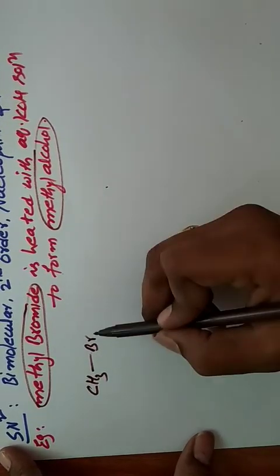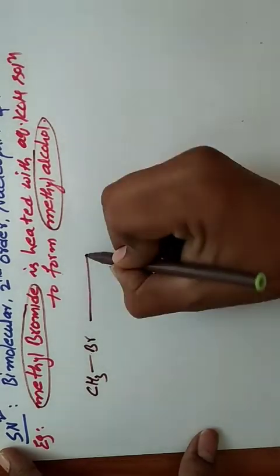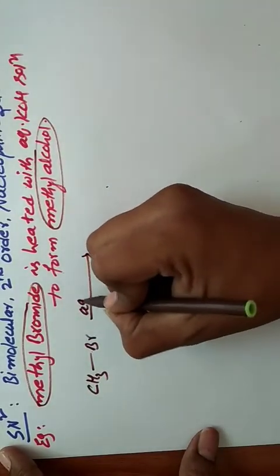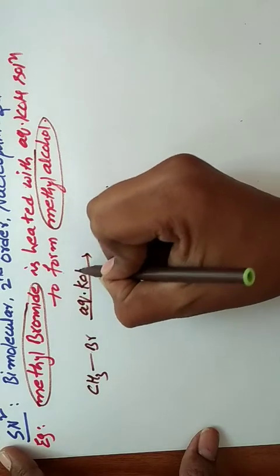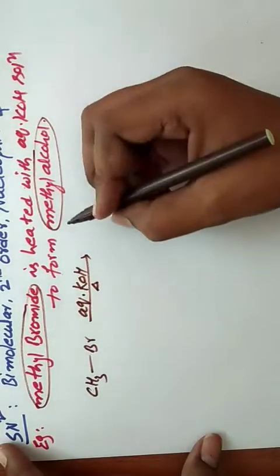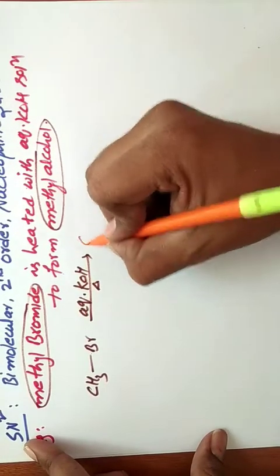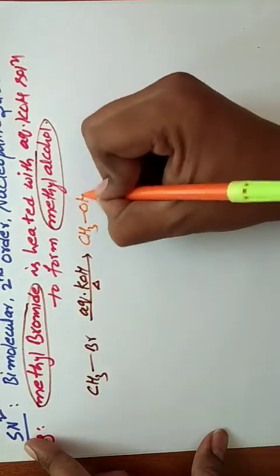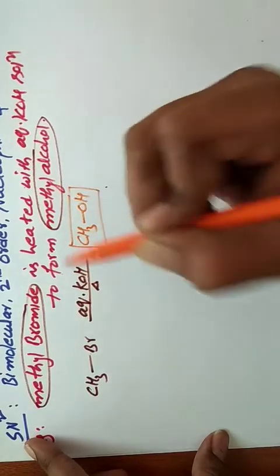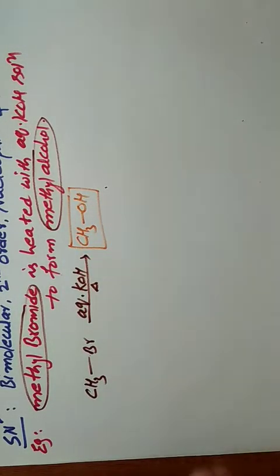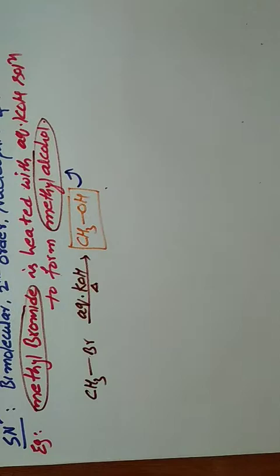Methyl alcohol. This one. Final product. Methyl alcohol. So this is the total reaction. So this is the methyl bromide. Methyl alcohol. Mechanism. Now we discuss the mechanism.